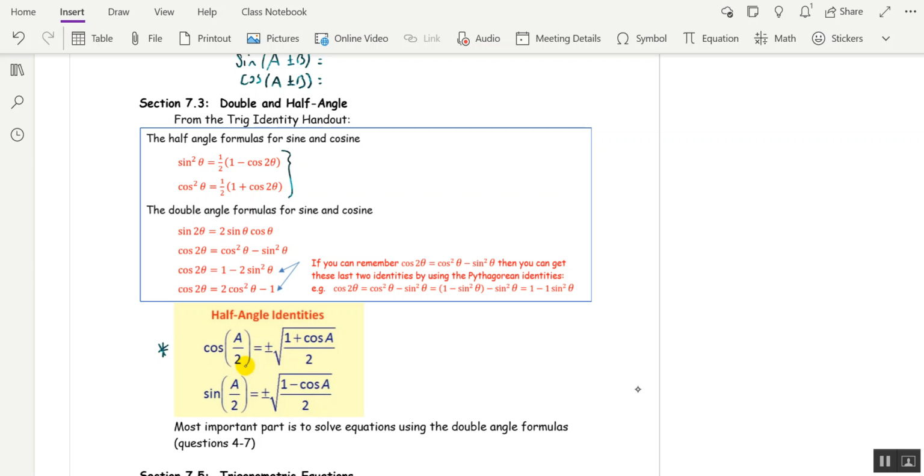And when you get to calculus, we won't be using this form down here. We'll be using this form because we'll be differentiating and integrating. And so you can kind of hold off on the memorization of those two if you want for now.